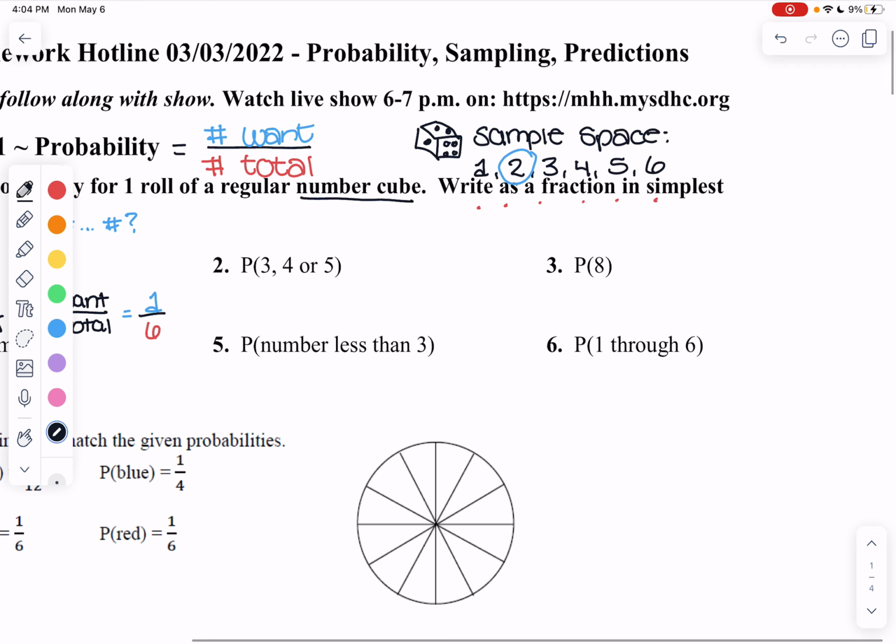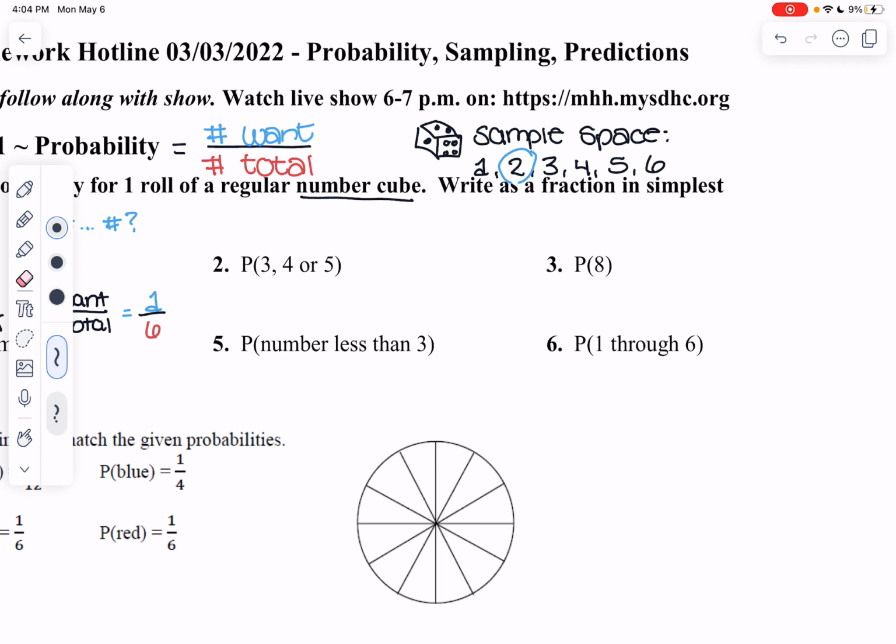All right, let's look at number 2. We'll reset our sample space over here. Number 2 says, what is the probability that I roll a 3, 4, or a 5? So this is the stuff that I want. How many are there in my sample space? A 3, 4, or 5, well, there's 3 of those numbers on my dice. So there are 3 different outcomes that I want out of, again, 1, 2, 3, 4, 5, 6 total outcomes. 6 is going to be my denominator for each one here, okay?